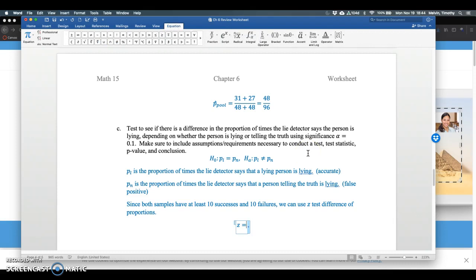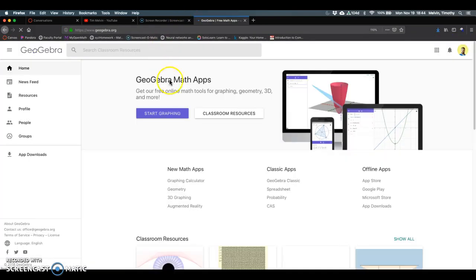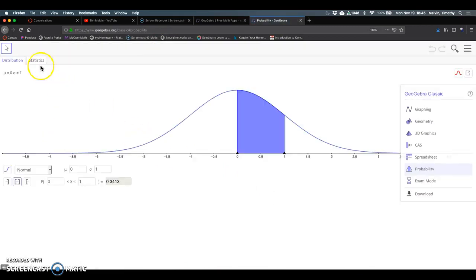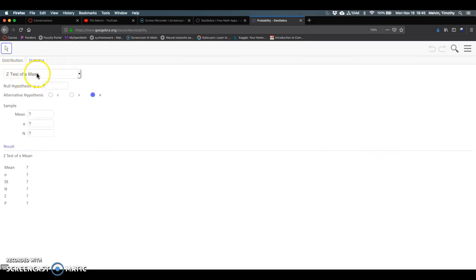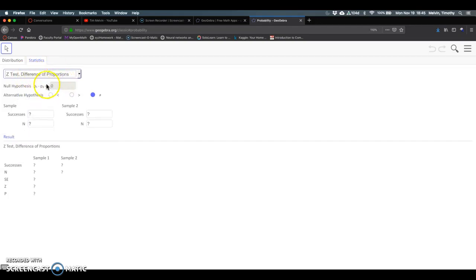For our test statistic and p-value, I'm going to go into GeoGebra. I'm going to Google GeoGebra, click on Probability, then click on the Statistics tab. In my pull-down menu, we're going to look for the z-test for difference of proportions. The null is that they're equal. The alternative is not equal. We now need to type in my values here. For the first sample, I'm going to do 31 out of 48. And for the second sample, we got 27 out of 48.